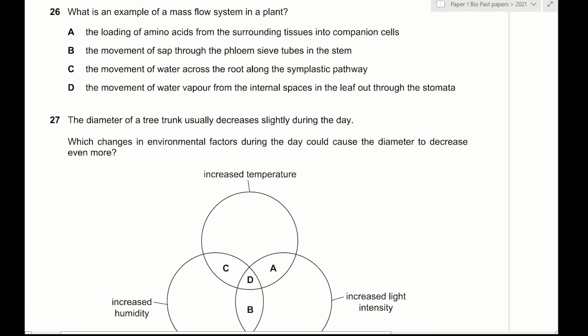6. What is an example of a mass flow system in a plant? A. The loading of amino acids from the surrounding tissues into companion cells. The loading of amino acids from the surrounding tissues is actually a process called active transport, where H+ ions or hydrogen ions are pumped out of the companion cell, and this requires ATP, so it's not mass flow. B. The movement of sap through the phloem sieve tube elements in the stem. This is correct because the movement of the sap is achieved down a hydrostatic pressure gradient.